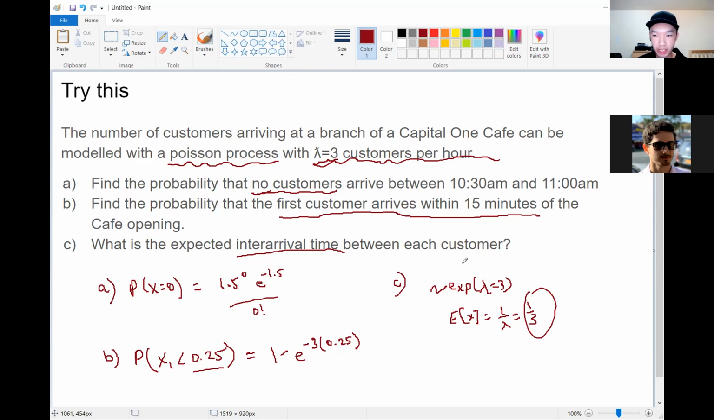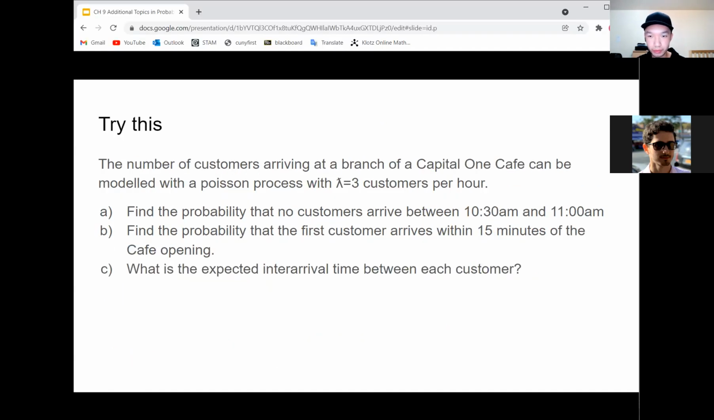All right, that should be it. So this is Poisson processes, which involves Poisson and exponential random variables. Any general questions on this? All right, if there are no questions, then let's stop here.